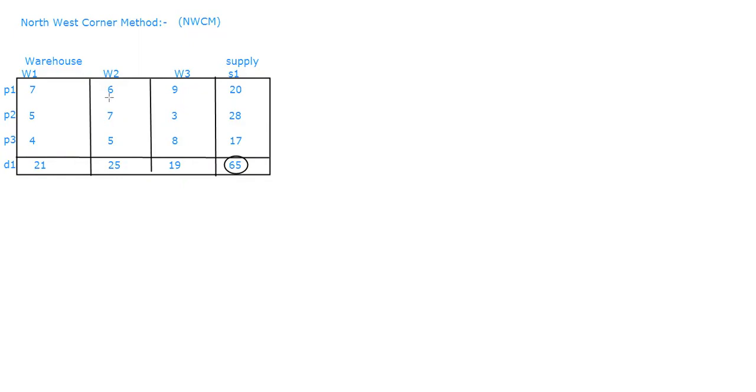And product two is going to charge me in warehouse one 5 rupees, warehouse 2 7, and warehouse 3 it is very less, 3 rupees. And product 3 is going to charge me 4 rupees in warehouse 1, 5 rupees in warehouse 2, and 8 rupees in warehouse 3.